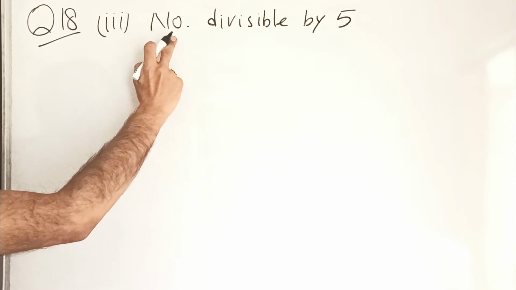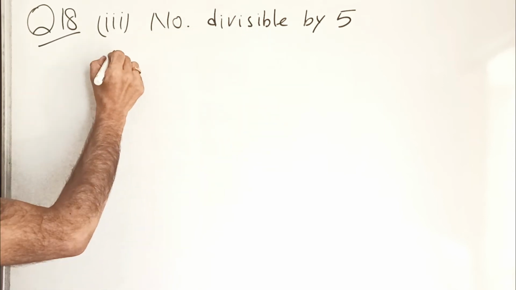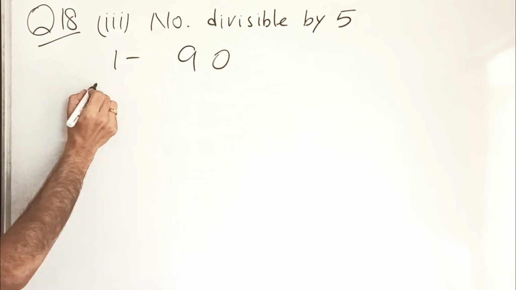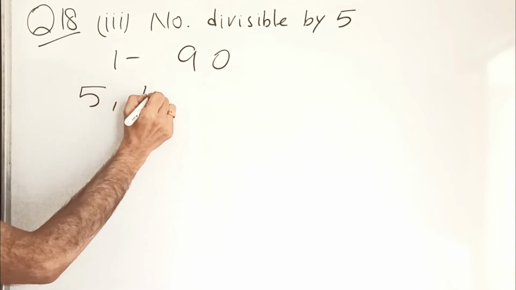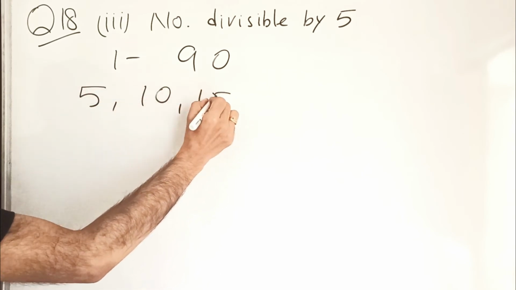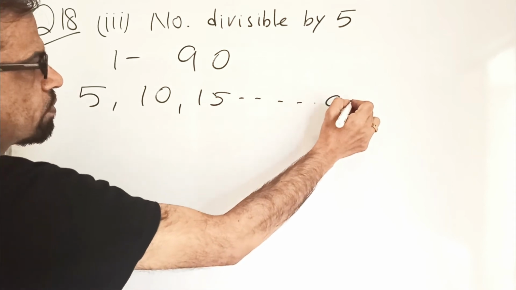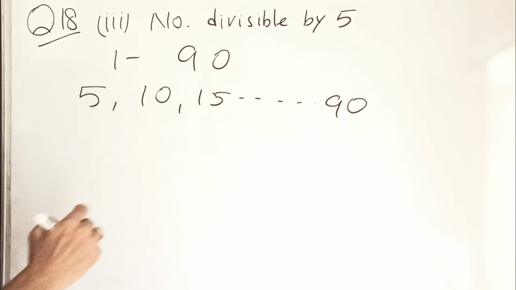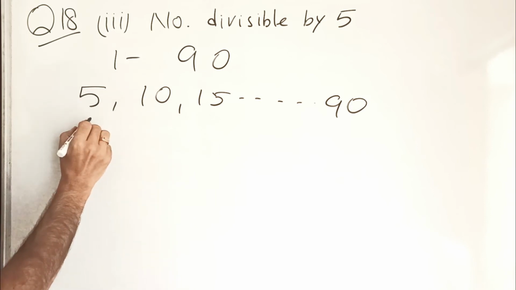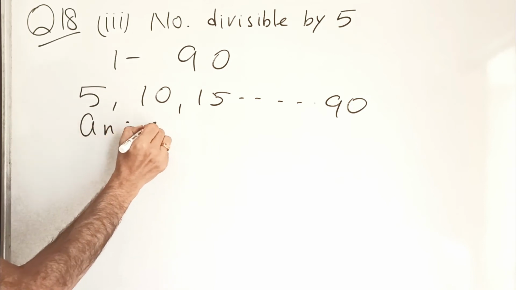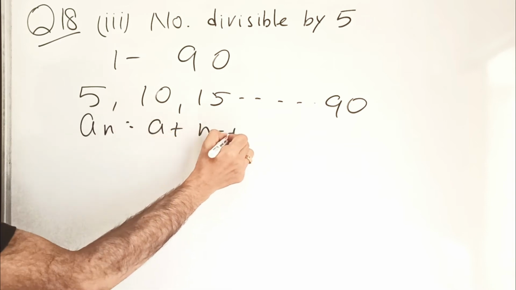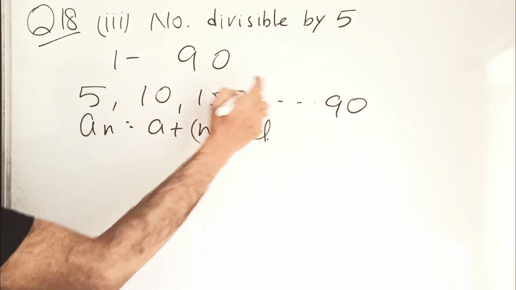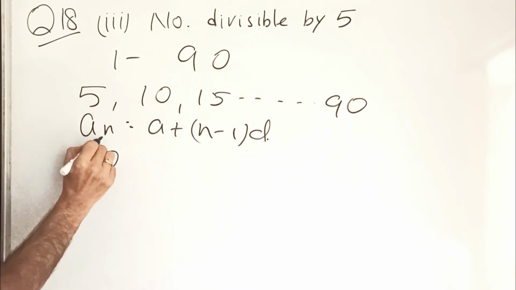Third, numbers divisible by 5 between 1 to 90 are 5, 10, 15 and up to 90. We will not write all the numbers. Now we will use the concept of arithmetic progression. The formula is a_n = a + (n - 1)d. Okay student, a_n means last term, which is 90. So we will write here 90.